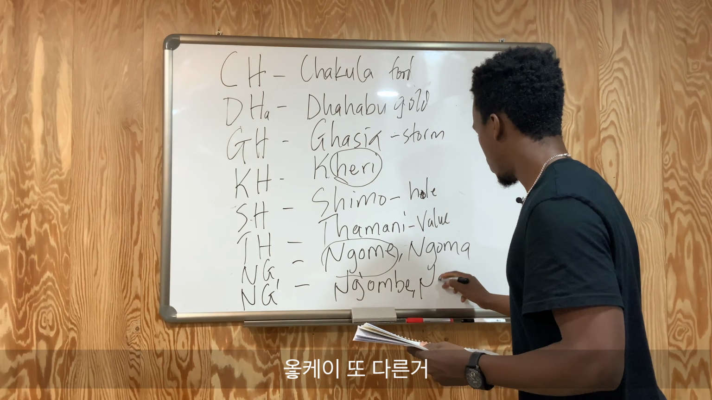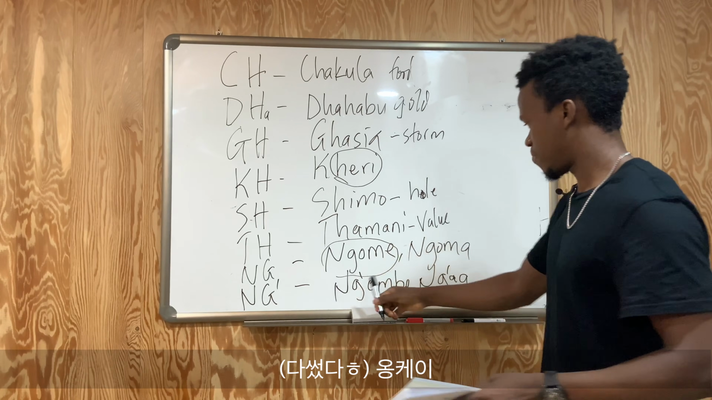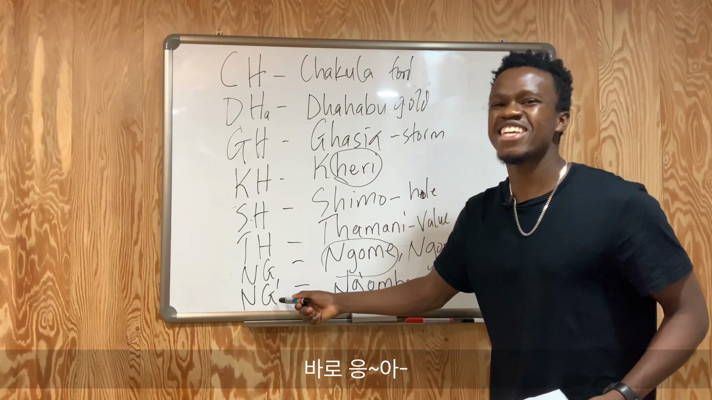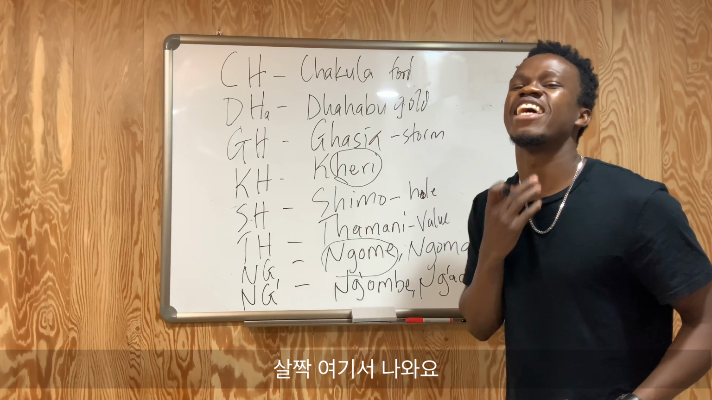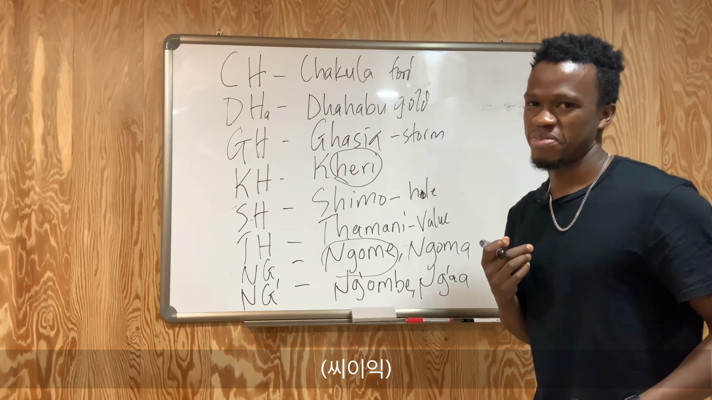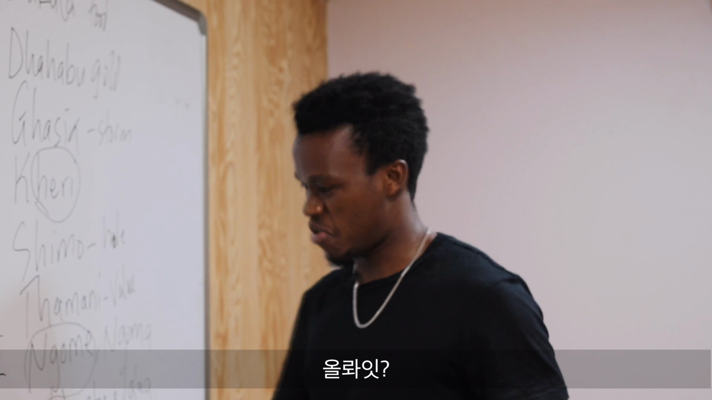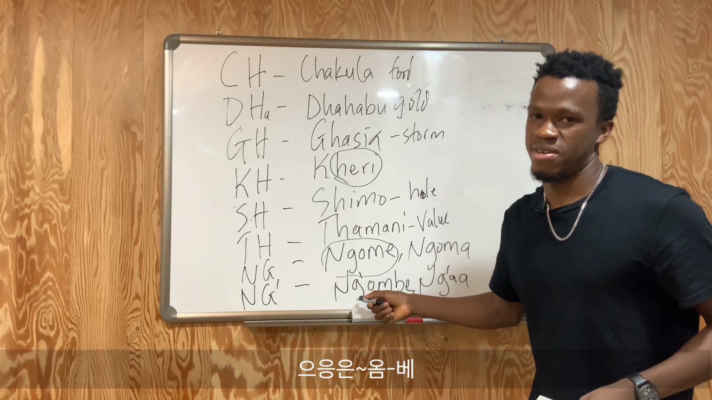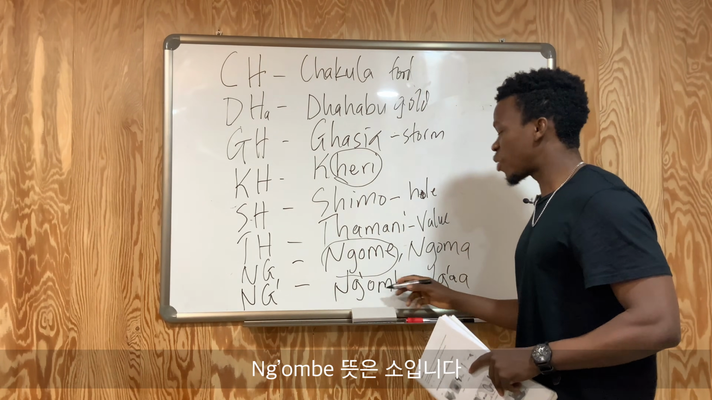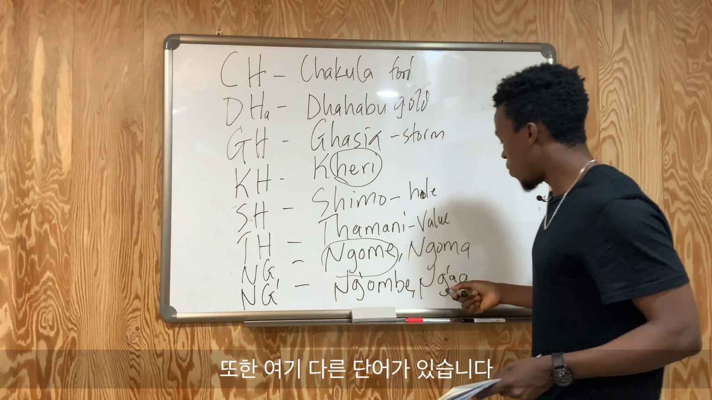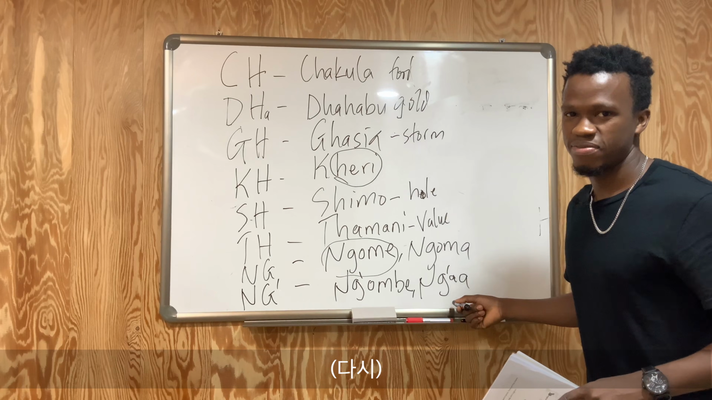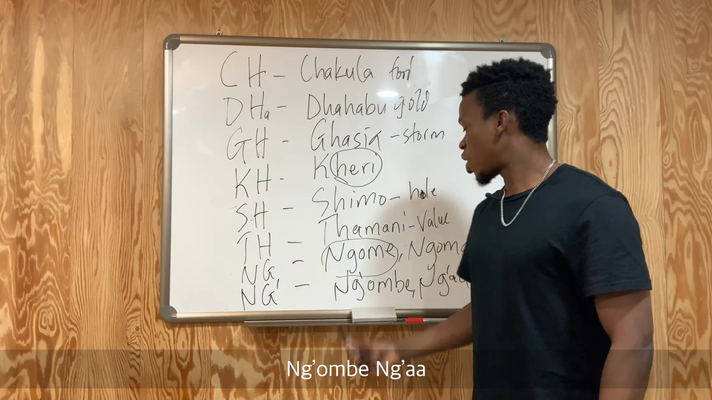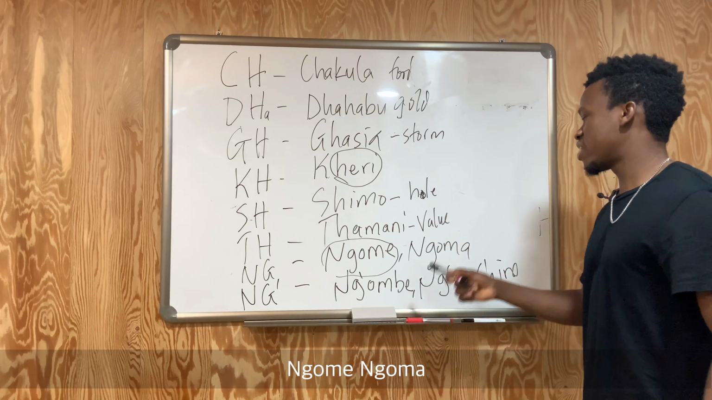Okay, and then another one. Let me show another one. Okay, so this is different. This is nga, right? But this one is not nga, it's nga. It comes a little bit from here. Nga. Everybody say nga. All right. So for instance, this word is ngombe. Ngombe means cow. All right, cow. Or we have another word here, nga. Nga means shine. Nga. Ngombe, nga. Ngome, ngoma.